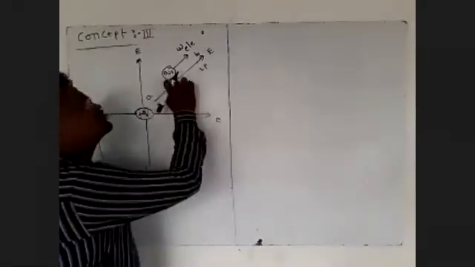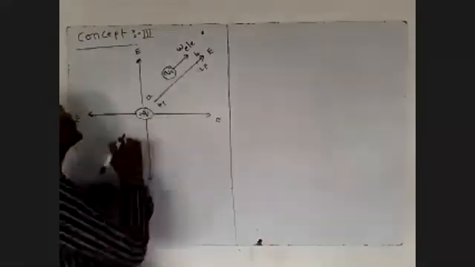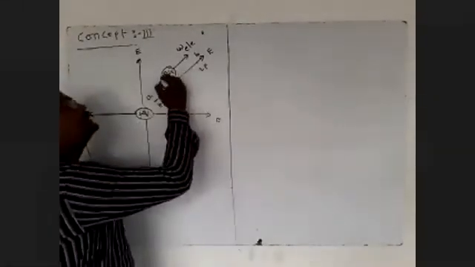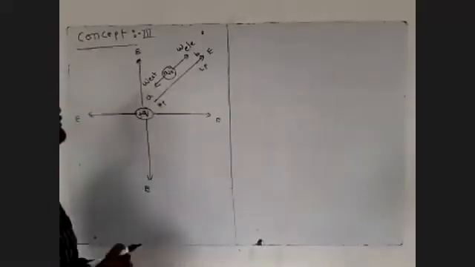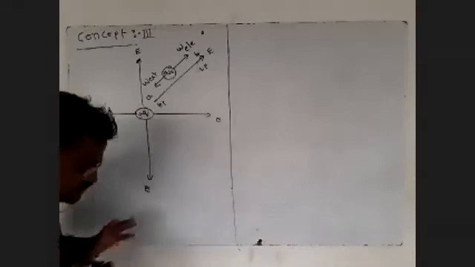Suppose this is Q naught. This Q naught is moving towards the positive charge by an external force. This is external work done by the external force.